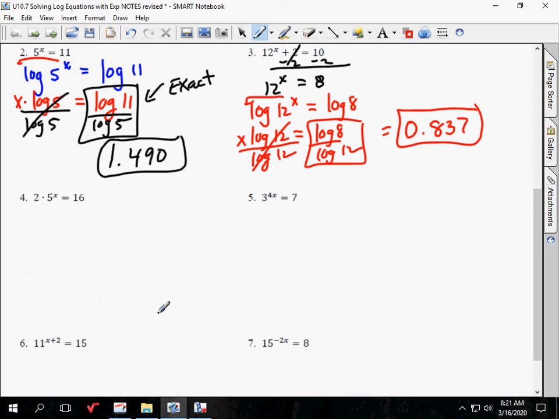All right, so number 4. Our base is 5 to the x power, and it's being multiplied by the 2. So we're going to divide by 2 first. So 5 to the x equals 8.